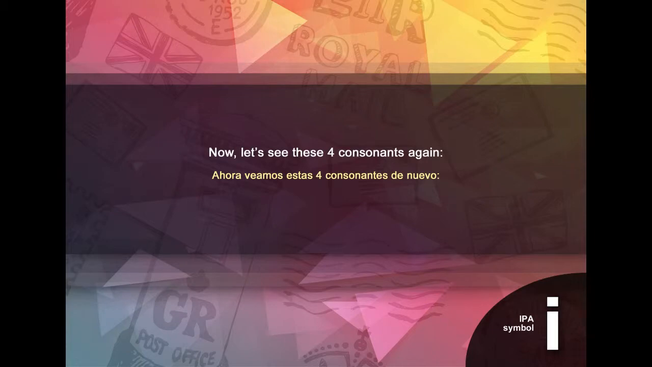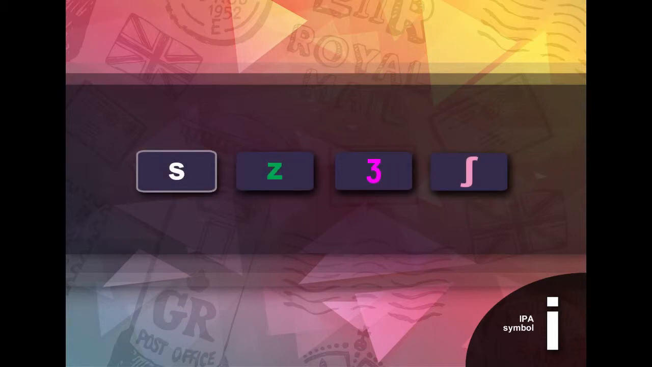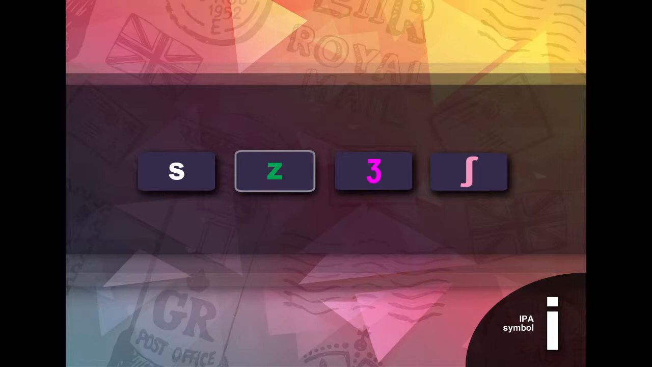Now, let's see these 4 consonants again. S, Z, Ž, Sh.